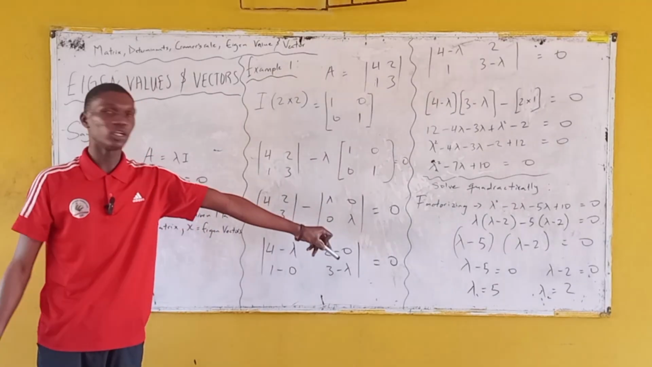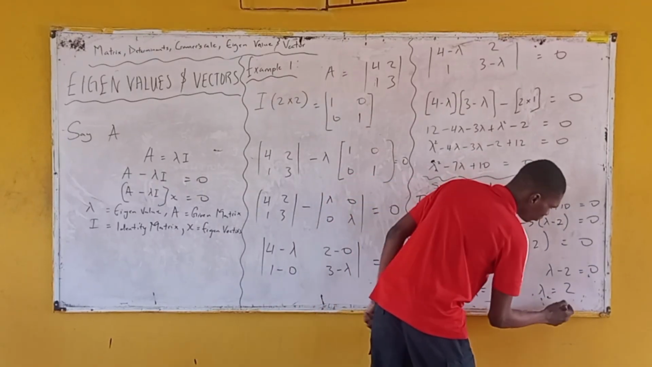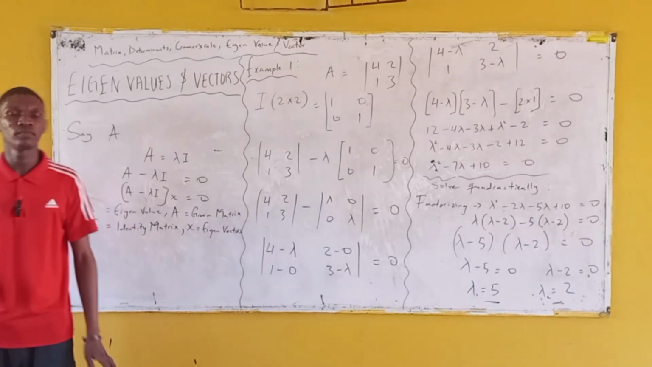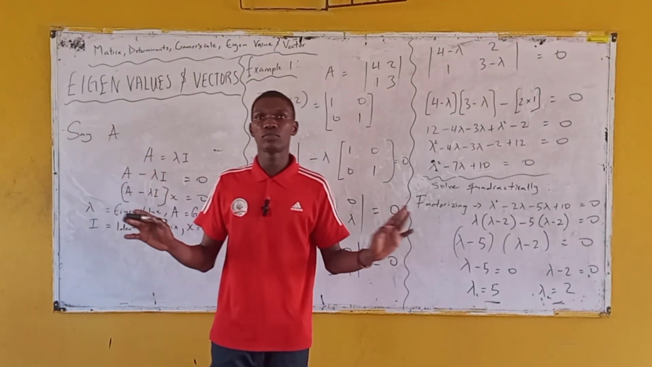So what have we gotten up to this extent? These are our eigenvalues. So we've gotten our eigenvalues. Alright? So therefore what do you want to do next? You want to get your eigenvectors. Alright?